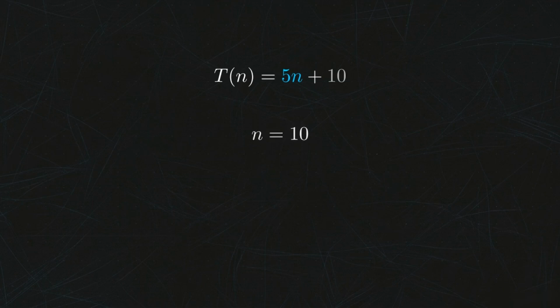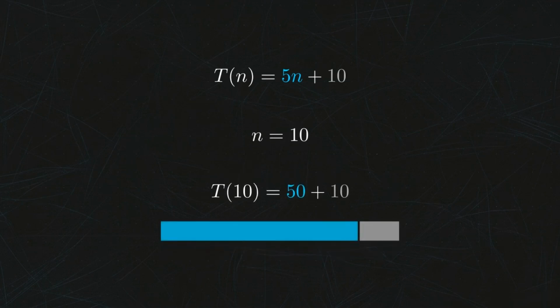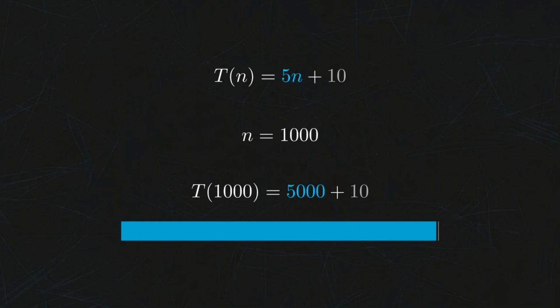At a small input like n equals 10, the calculation is 50 plus 10. The constant influences the output. But scale input to 1,000, 5,000 plus 10 becomes just 5,000. The constant is mathematical noise.